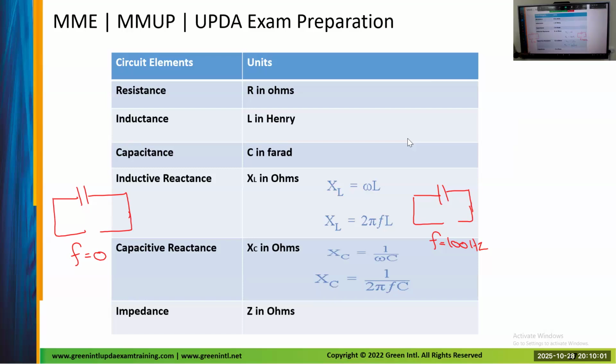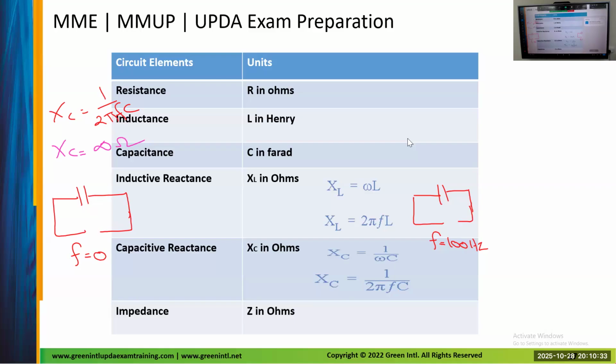So 0 hertz. What is the meaning? Xc is equal to 1 by 2 pi Fc. Put F is equal to 0, infinity. Whatever the capacitance value, infinity. So the Xc becomes infinity ohm. What is the meaning of infinity? Open circuit. So from this, what we understand is, in a capacitor, if we are giving a DC supply, the capacitor behaves as an open circuit.